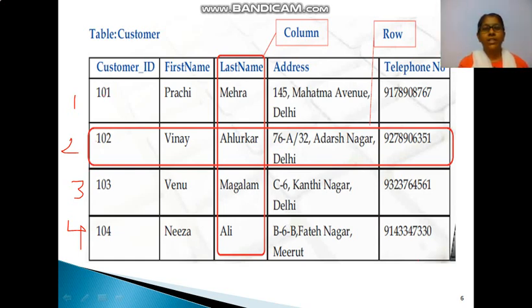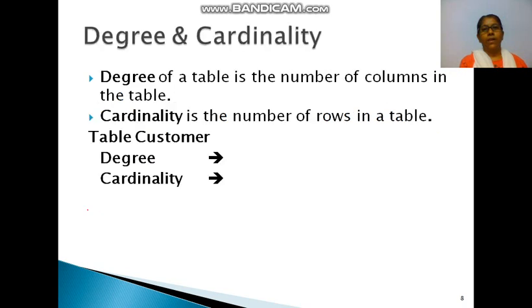So in this customer table, we have five columns. So the degree is 5, and let's see how many records are there. Don't count this heading. Heading is not a record. So 1, 2, 3, 4. 4 records are there. So the cardinality is 4. So the degree of this customer table is 5 and cardinality is 4.